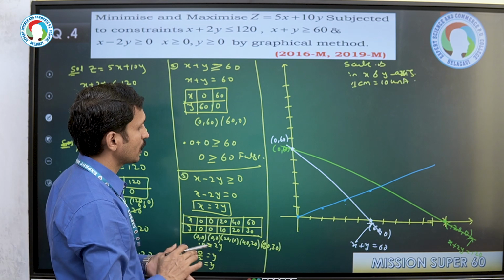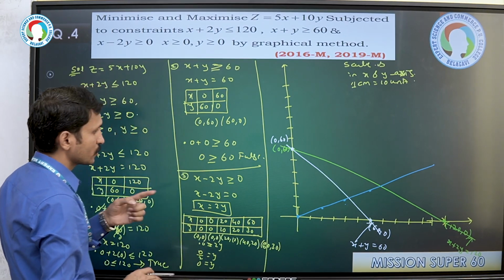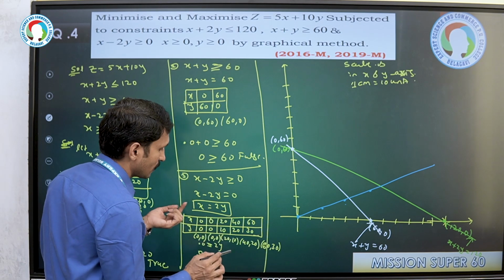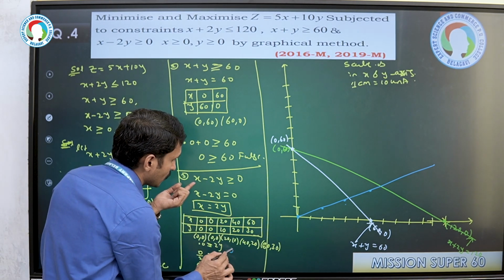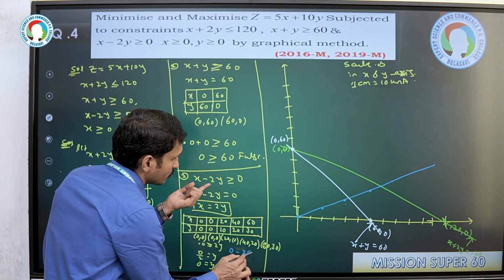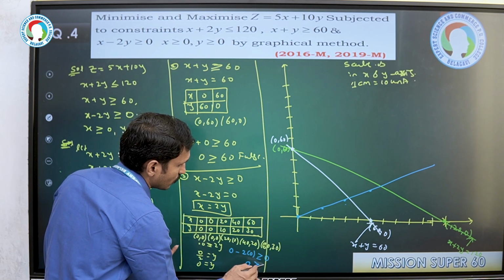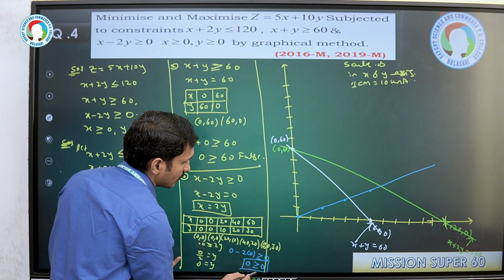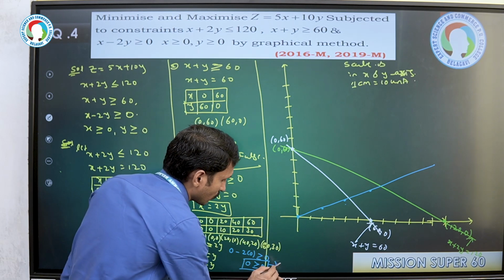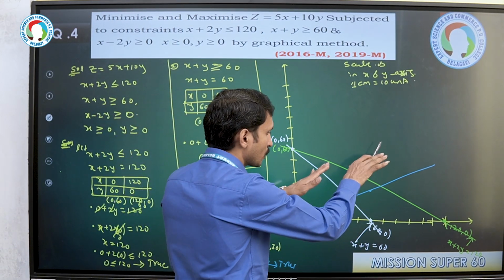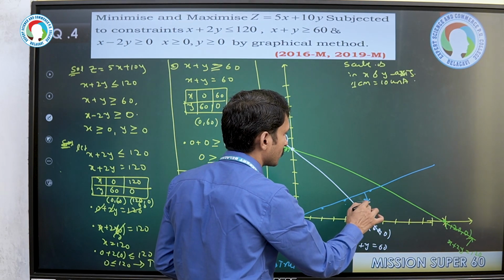So here we want to put true or false. So this line is what, true or false? Here, very important: 0 minus 2 times 0 is greater than or equal to 0. So 0 is greater than or equal to 0, true. So this is true. True is nothing but towards the origin.